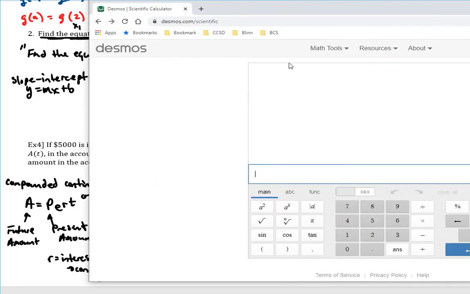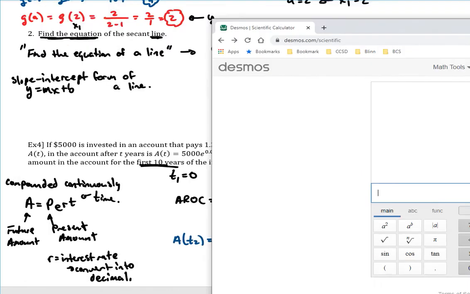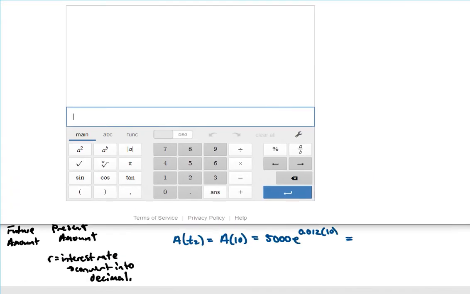Okay, so I'm just going to back it up. There's my scientific calculator. I'm just going to plug that in. So we have 5,000, and then e, you could just type in e at the keyboard. It knows what it is. And then we need to raise it, so use the exponent key, and I'm going to use parentheses to be safe, 0.012 times 10, and then parentheses.